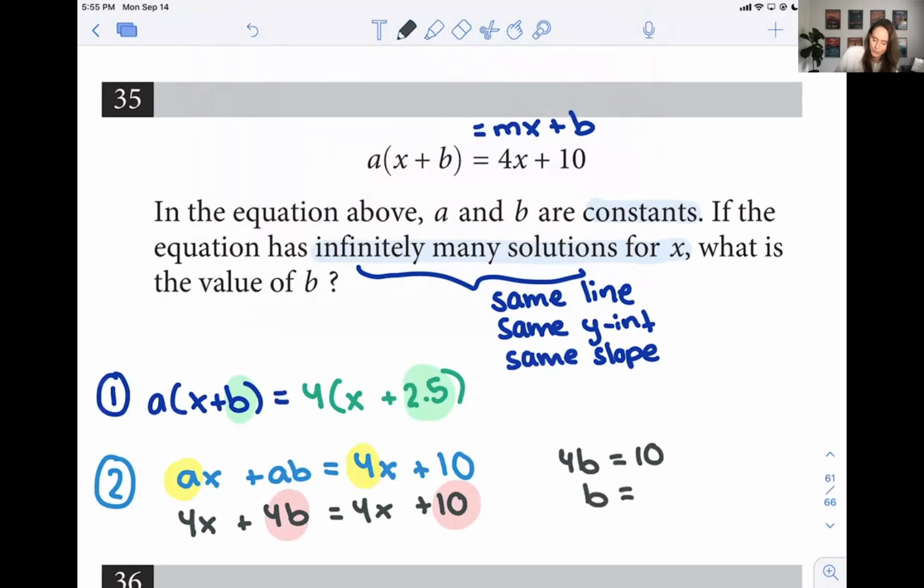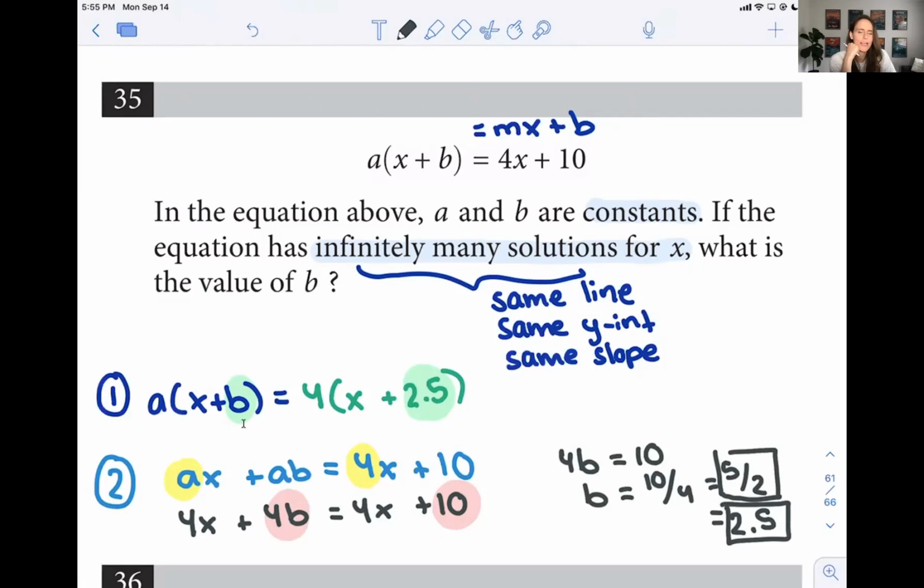So b equals 10 divided by 4, or 5 divided by 2, or 2.5. You could grid in either 2.5 or 5 over 2. Either answer choice there works, and you would get credit for both of them. Doesn't matter which way you do it.